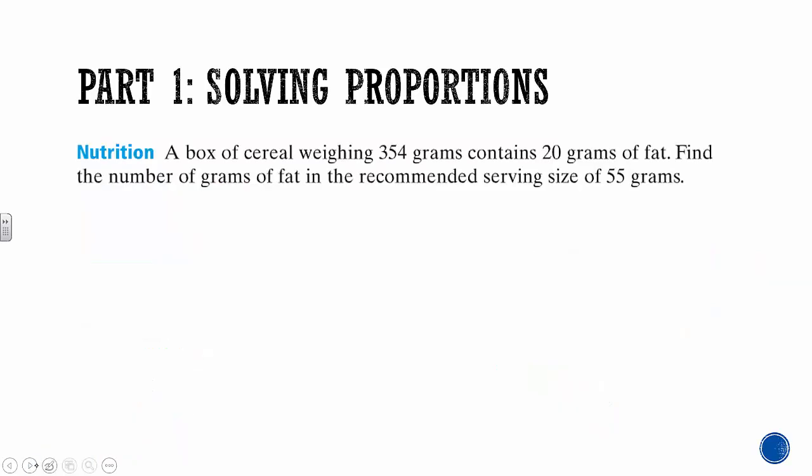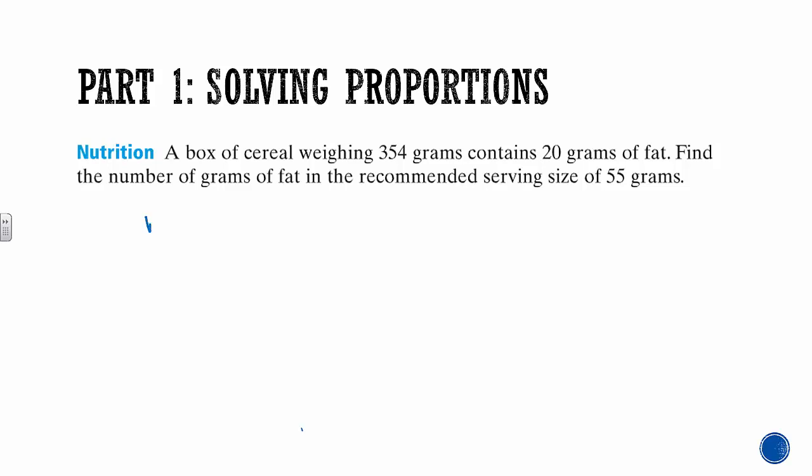So let's do a problem. A box of cereal weighs 354 grams and it contains 20 grams of fat. Find the number of grams of fat in the recommended serving size of only 55 grams. So we have two things we're talking about here.